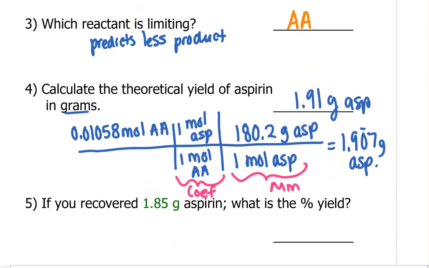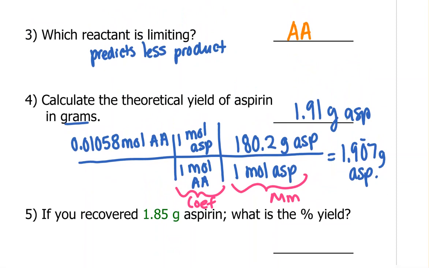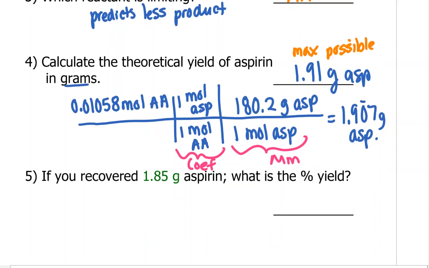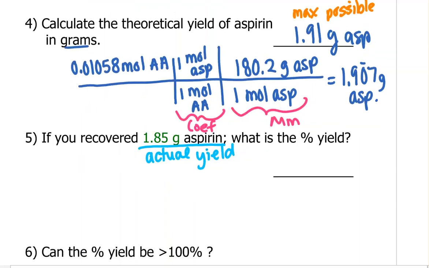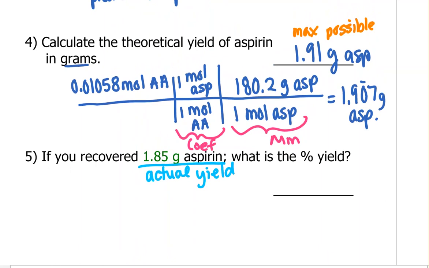Okay, so this is, again, our theoretical yield. This is the max possible that could be produced from that amount of acetic anhydride as a limiting reagent. Okay, if we recovered this amount, this is an actual yield. That's how much powder you're weighing at the end of the experiment to see how much aspirin you made. And so percent yield compares the amount you actually got to the maximum amount possible.